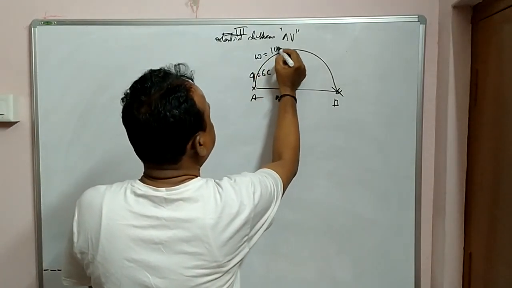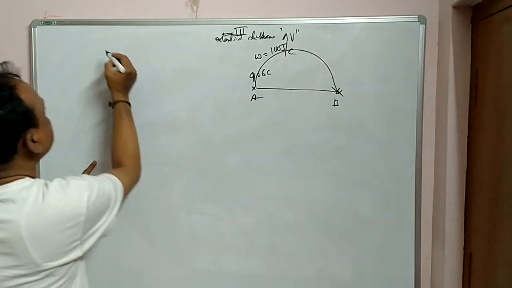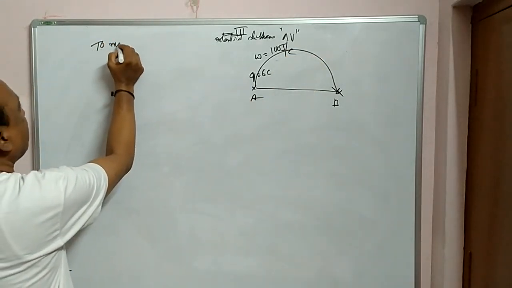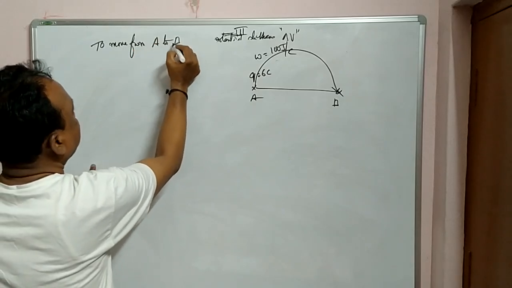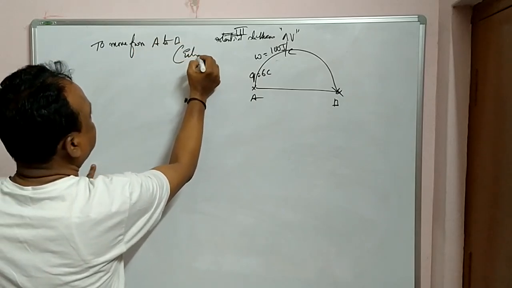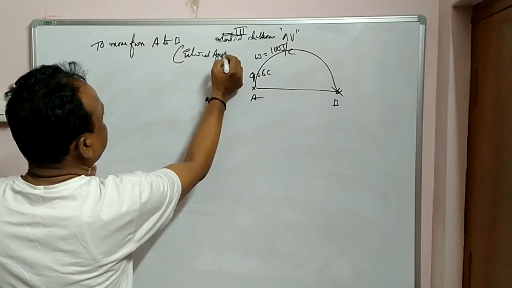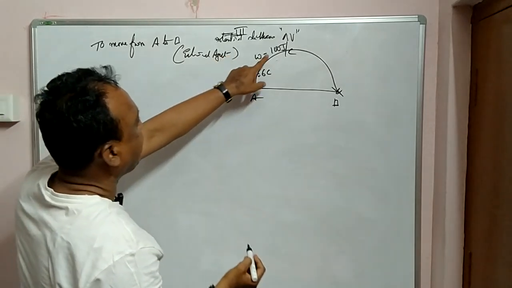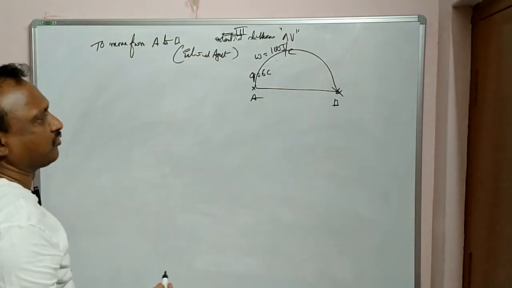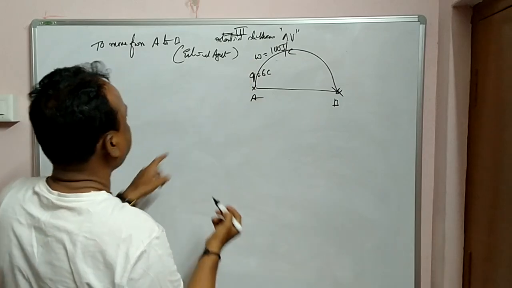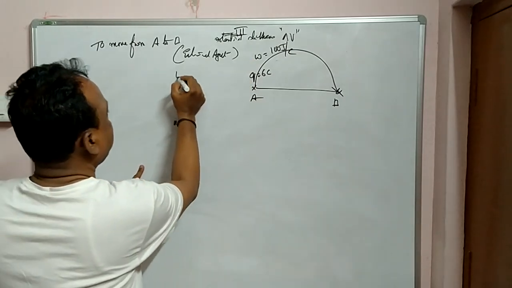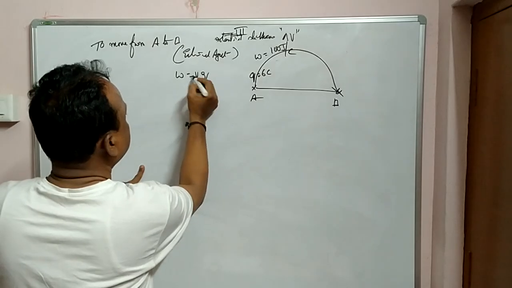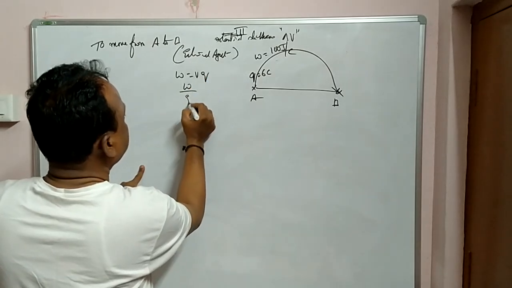Work is done as 100 joule per coulomb. To move from A to B, please make a note, this is called external agent work. External agent. 100 joules per coulomb. Work done formula: W is equal to VQ. See, we already know W is equal to VQ, or W by Q is equal to V.